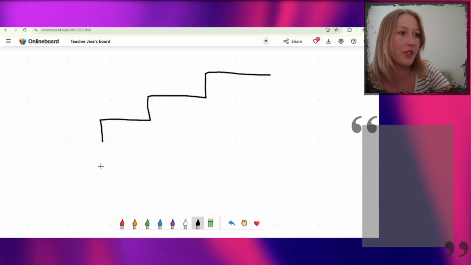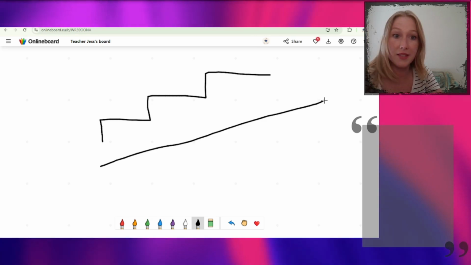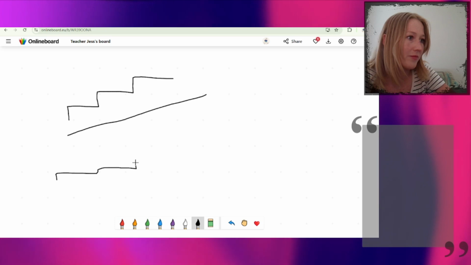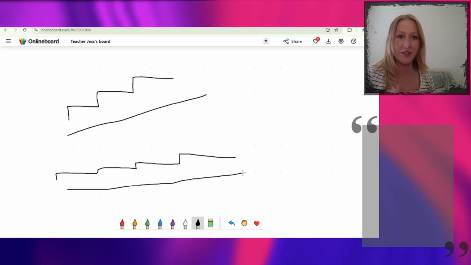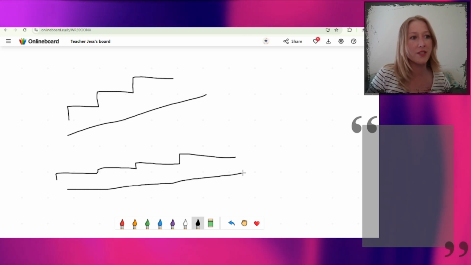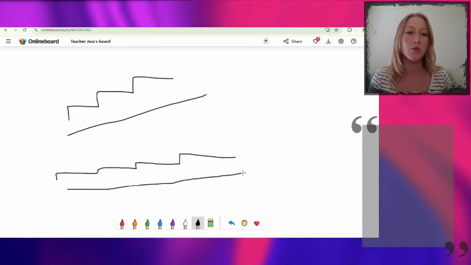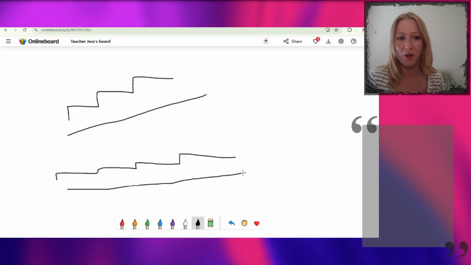So if we can visualize it like that, and we say that maybe that's steep compared to this, which is more gentle, you can see the basic difference. You can see that there's less up and more across. So that is all a ratio of up to across, right?